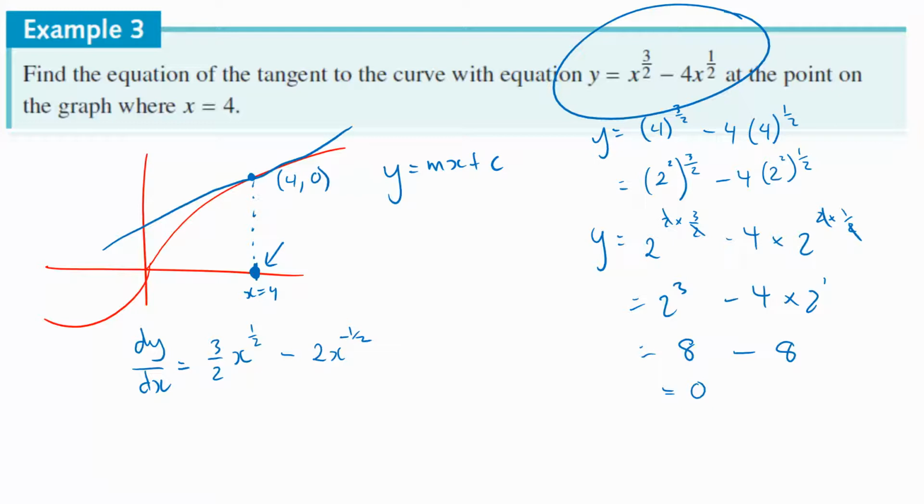Now I found the derivative. What next? Okay, so I found the derivative. I needed to find m.